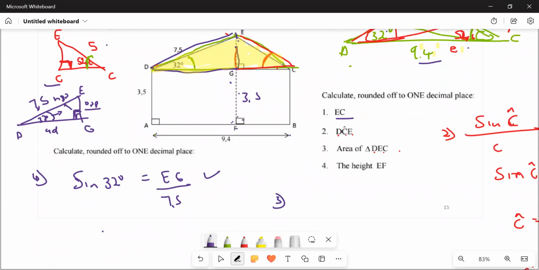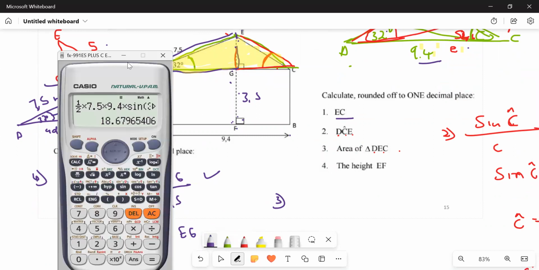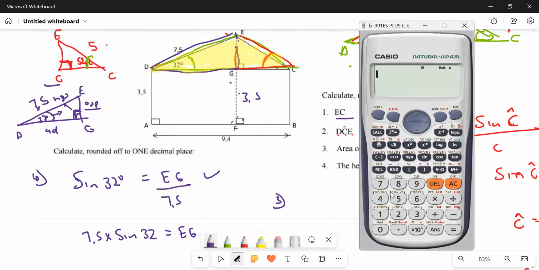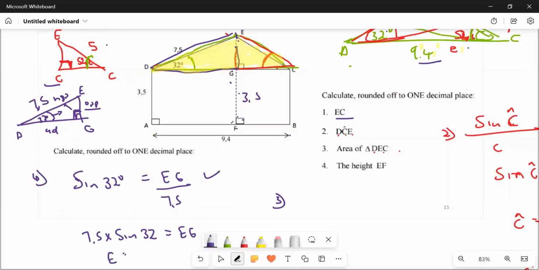And we'll give you 1 mark for this. Then 7,5 multiplied by the sine of 32 is equal to EG. You type this in your calculator: 7,5 multiplied by the sine of 32, close bracket. Rounded off to 1 decimal place, we get 4. So EG is equal to 4.